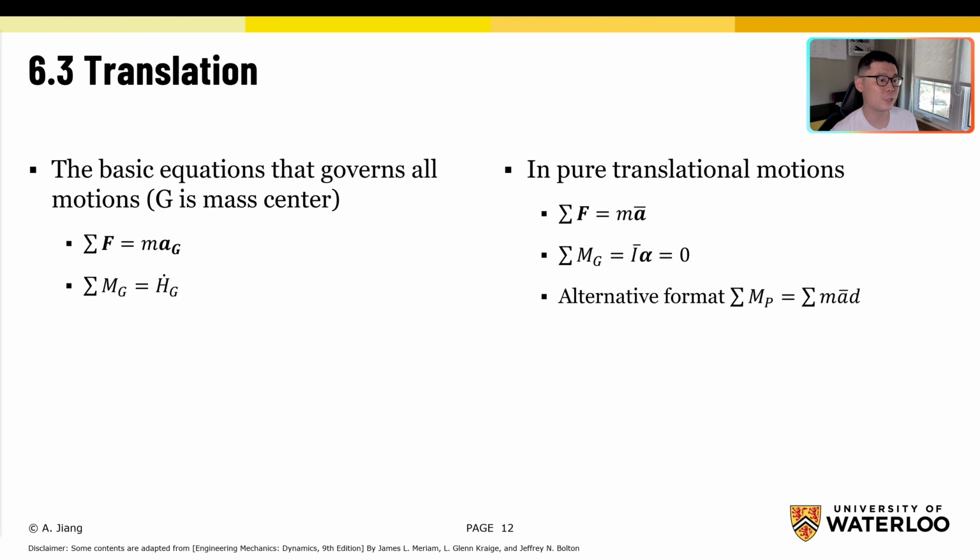In pure translational motion, the basic equations, sum of F and sum of M, can be reduced or simplified. The acceleration of mass center G is the same everywhere on the body for translational motion. Since there is no rotation, alpha in the moment equation is 0, which means the sum of moments about G is 0. But if you choose a point P instead of using the mass center G, the sum of moments will be calculated as ma times d, the sum of M_P. Just make sure whether you're using a particular point P or the mass center G, really depending on your choice.